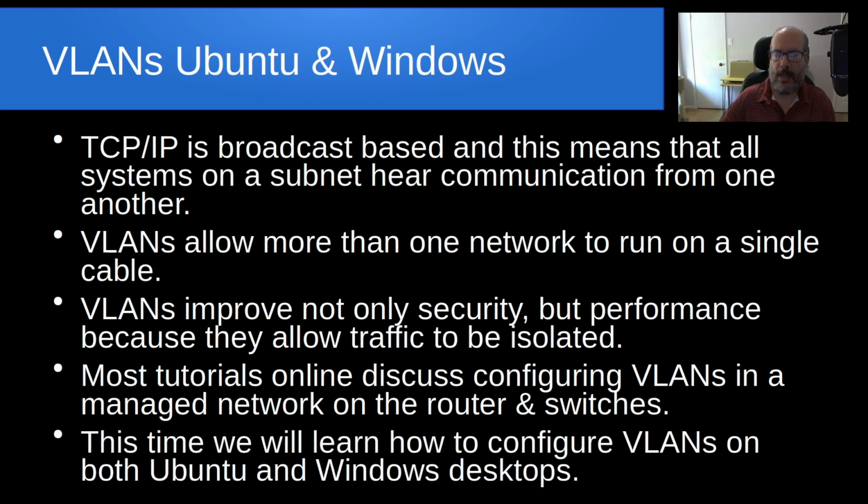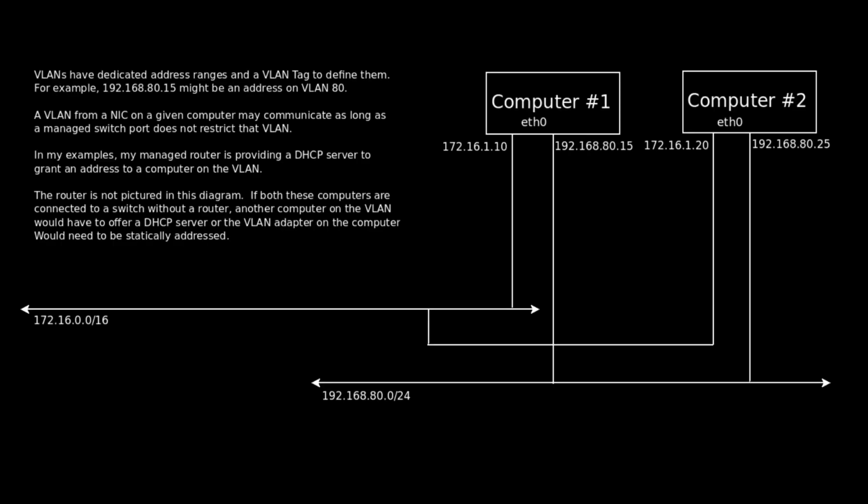So this time we're going to learn how to configure VLANs on both Ubuntu and Windows desktops. So here's kind of a brief overview picture. I've got two networks here, a 172.16 network and a 192.168.80 network. And I have two computers connected to them. You notice that we don't have any routers pictured. We should have routers pictured because the routers are probably going to host things like the DHCP servers.